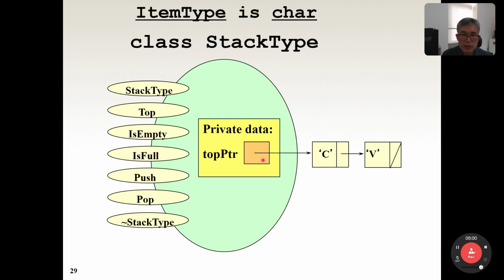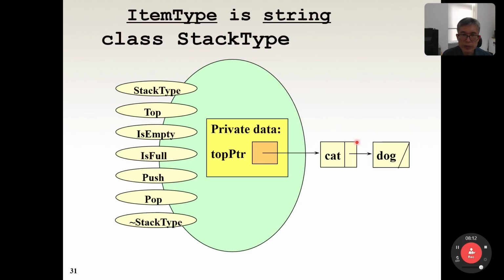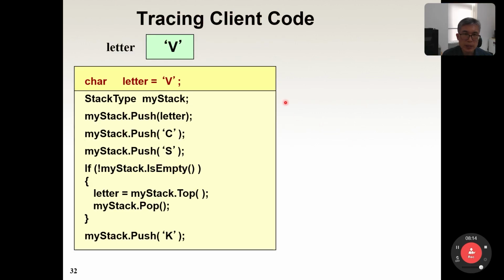So the top pointer points to the stack's linked list. So we can use floating numbers, the previous character type, and also strings we can handle. Okay, so let's take a look at a tracing client code example. So here is the variable letter, and then this is a sequence of function execution commands.